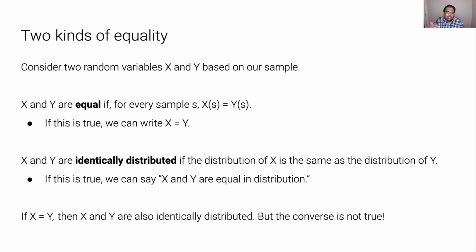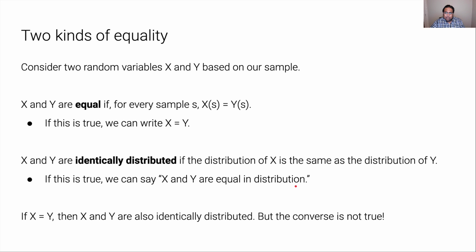A less strong condition of equality is identical distribution. We say X and Y are identically distributed if the distribution of X is the same as the distribution of Y. If this is true, we can say X and Y are equal in distribution.